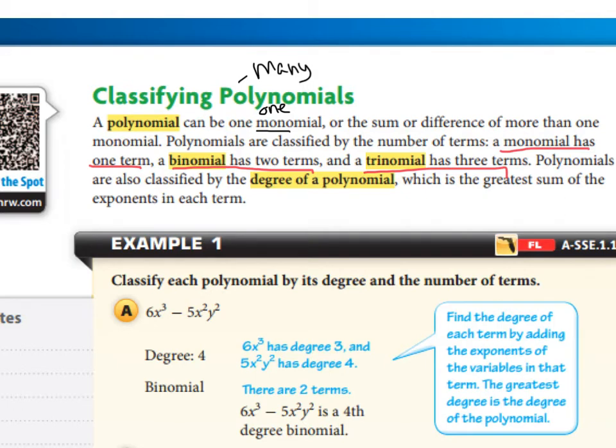Not only do we classify them by the number of terms, we also classify them by the degree of a polynomial, which is the greatest sum of the exponents in each term. This part is more confusing usually to students than classifying the type of polynomial, so we'll spend a lot of time on the degree going over it in detail. They don't actually label the degrees, but we're going to go ahead and do so for a couple of them, just because we need to be familiar with some vocab.